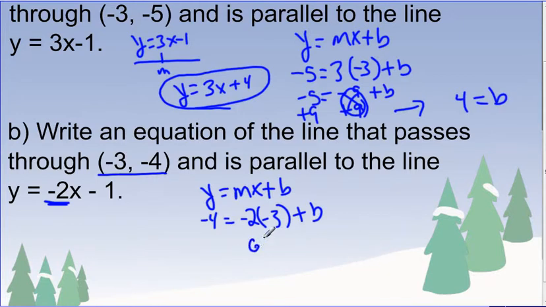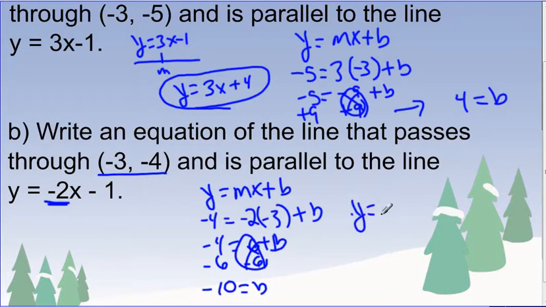Do some math here. We get 6 plus b equals a negative 4. Solve this for b. Get the b by itself. So we're going to subtract 6. Subtract 6, and b equals a negative 10. So that means the equation of this line, slope, negative 2. It's our slope from here. Intercept is negative 10. So y equals negative 2x and our negative 10 for our intercept. That's the equation of that line.